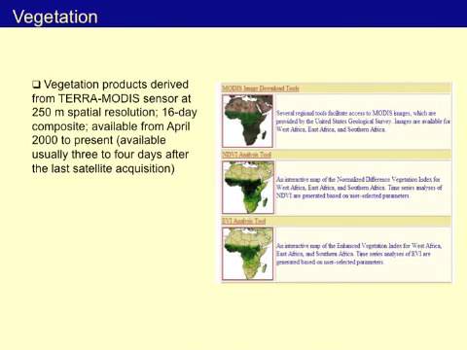The images are 16-day composites, so they are available every 16 days. They are available from April 2000 to present. The images are automatically updated and are usually available 3 to 4 days after the last satellite acquisition date.